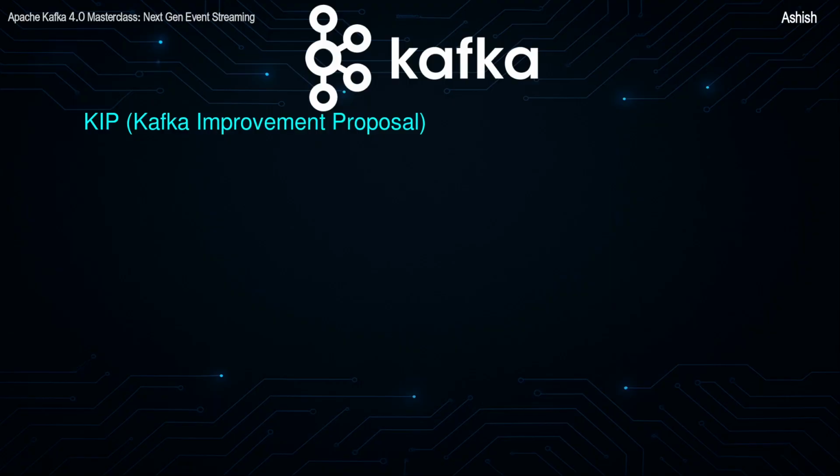So what does it mean actually? When you see KIP followed by a number, for example KIP 500, KIP 848 or KIP 932, it refers to a specific unique proposal that has gone through or is going through the Kafka community's design and review process. So here's what that entails. Every KIP starts by clearly defining the problem it aims to solve or the new capability it intends to introduce. This section explains why the change is needed, the motivation section.